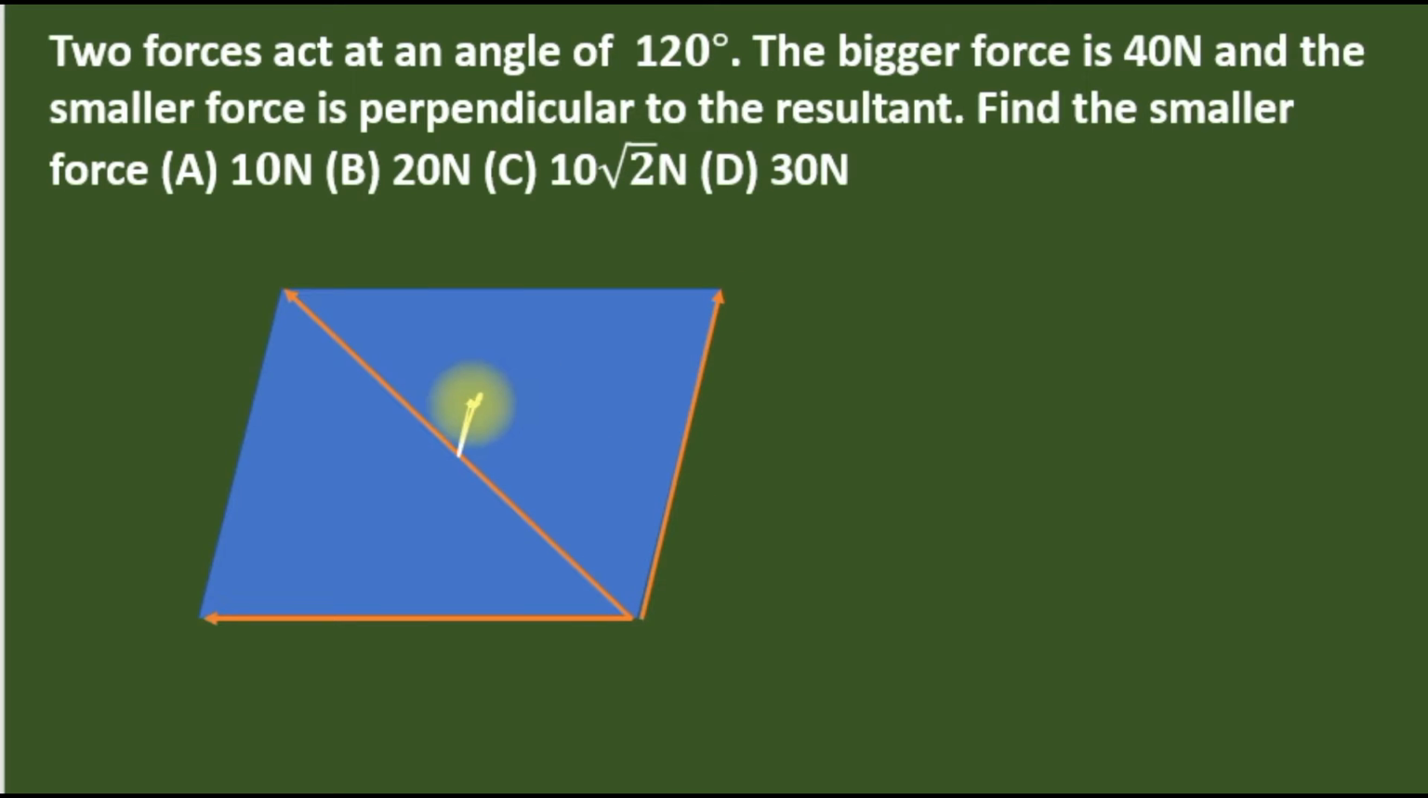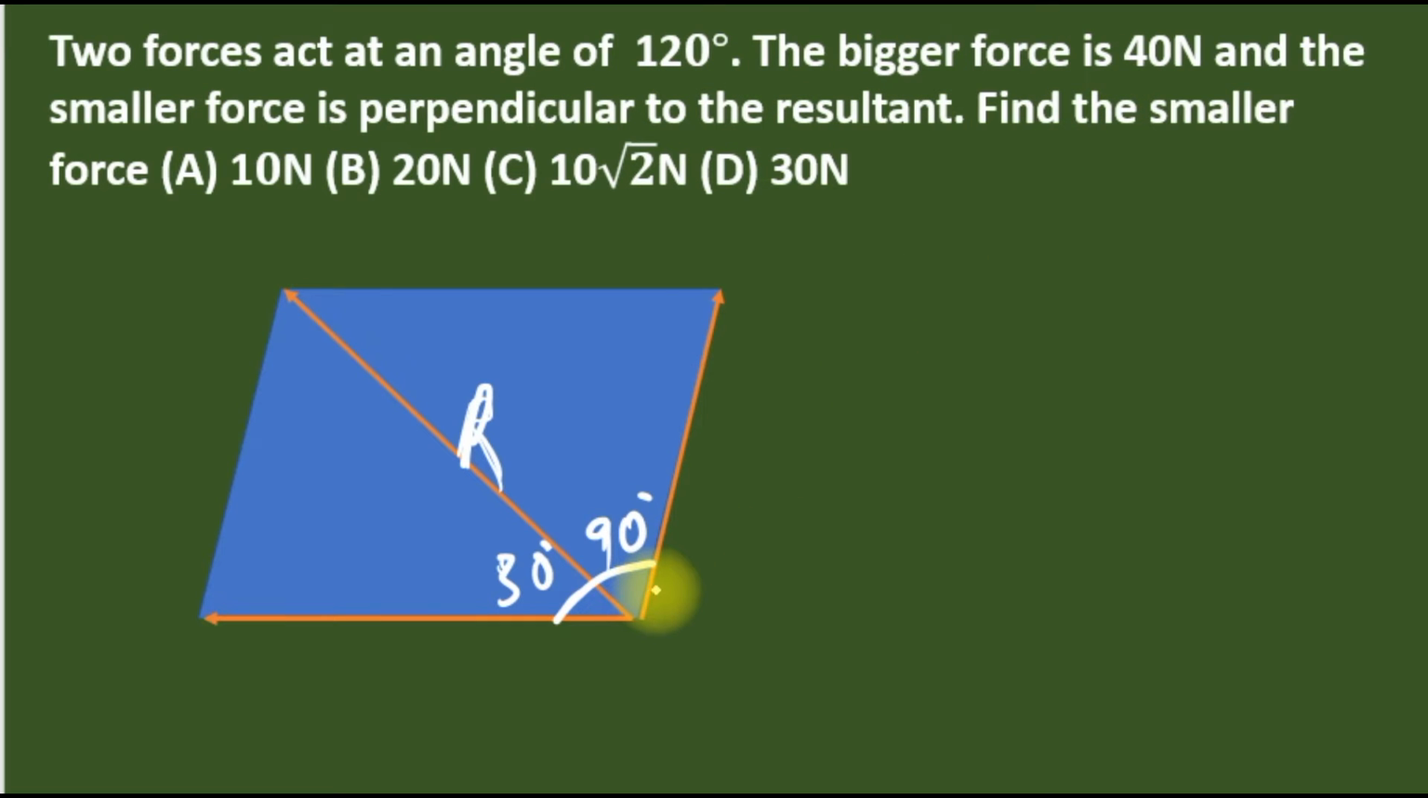this is the resultant. These are the forces. So we have to find the smaller force. They say the smaller force is perpendicular to the resultant. So remember, this is 120, the angle between the two. So if here is 90, so here should be 30, so that the angle between the two is 120.